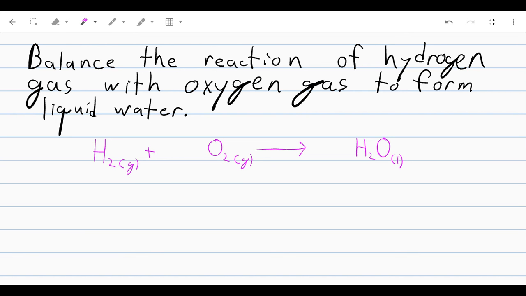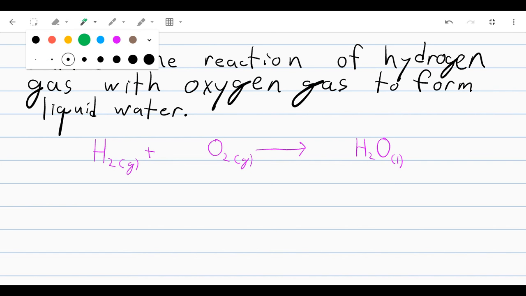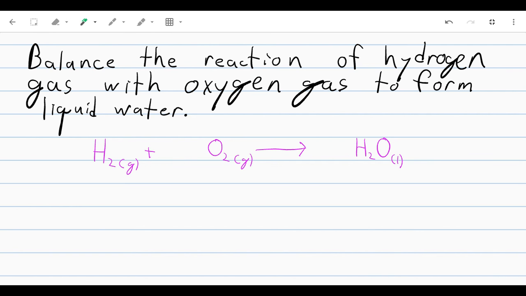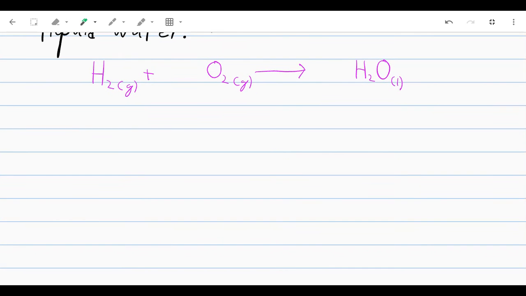So now I have my skeleton equation. This tells us the chemicals that are involved, but it's not balanced yet. So I'm going to set up the way that I like to balance these reactions. What I'm going to do is split up my page a bit. I've divided the page into 3 sections. In the first section, I'm going to write down the atoms that I have present. In this case, I only have hydrogen and oxygen.